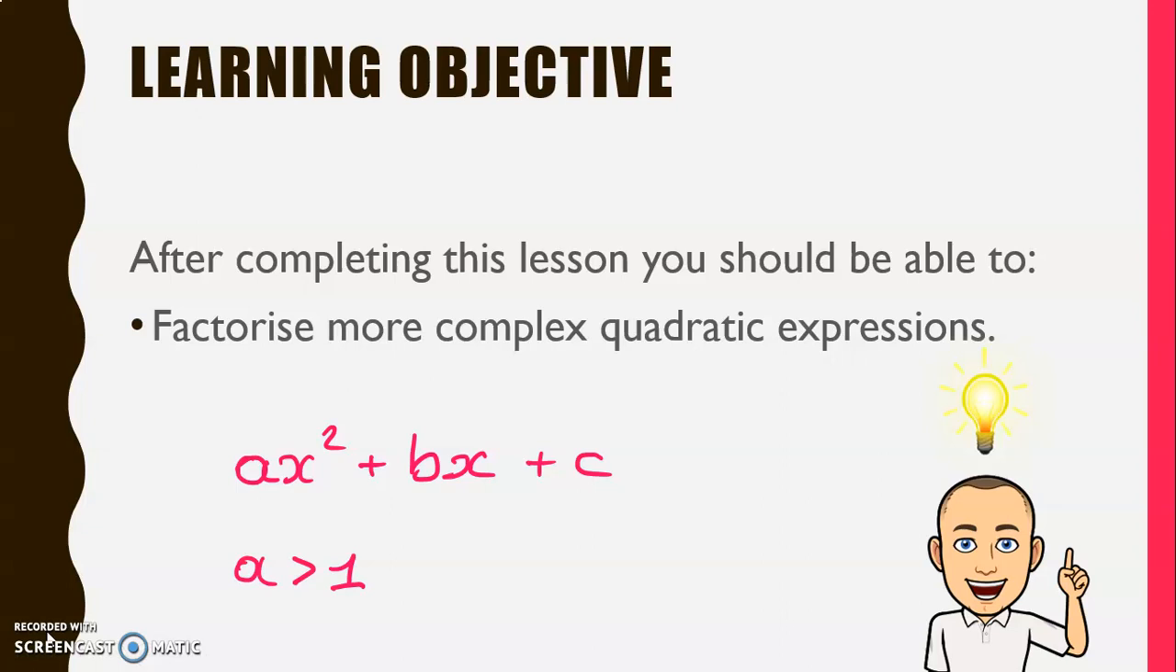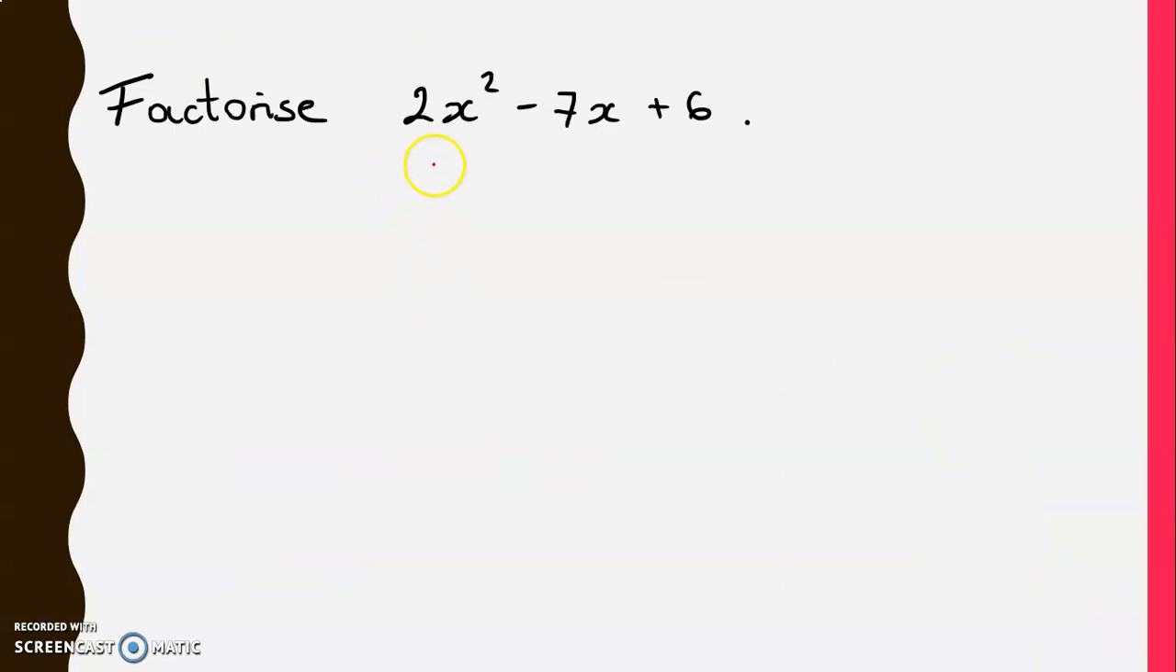In this video I'll be showing you how to factorize quadratic expressions where the coefficient of x squared is greater than 1. Previously we looked at quadratic expressions where a was equal to 1, and that was very easy to factorize. We look at c, and we try to find two numbers that multiply together to give you c, and when added they give you the value of b.